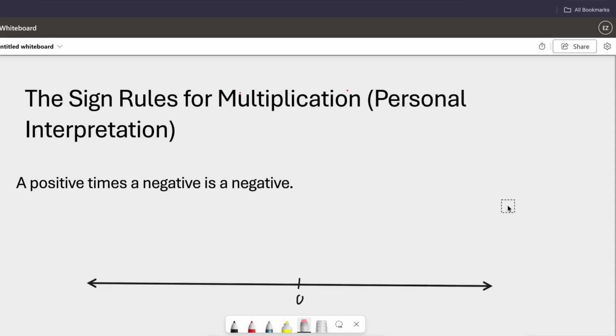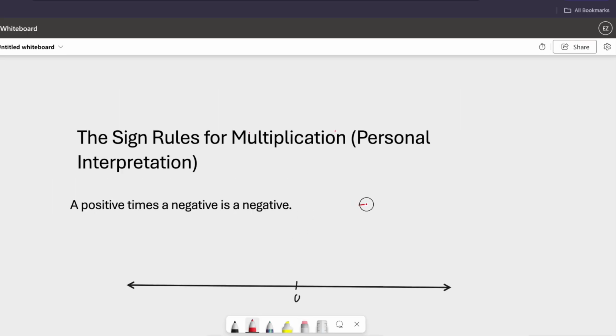I'm going to talk about my personal interpretation of the sign rule for multiplication. A positive times a negative is still a negative. This one is really easy to understand. So minus 4 times 2, we get minus 8, for example. So 2 times minus 4, which is minus 4 and minus 4, so we get minus 8 here.